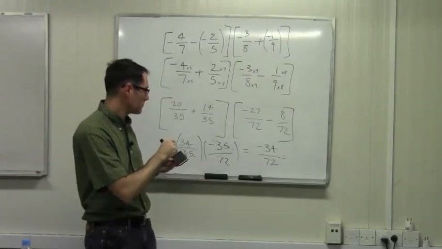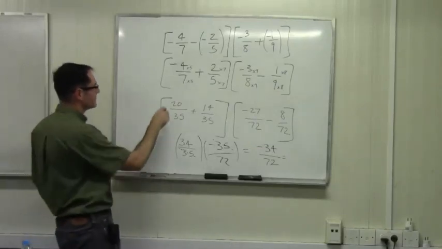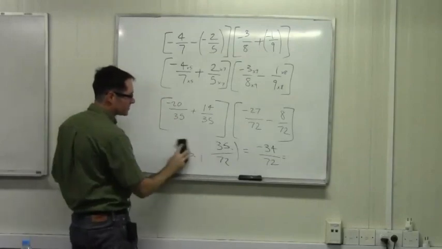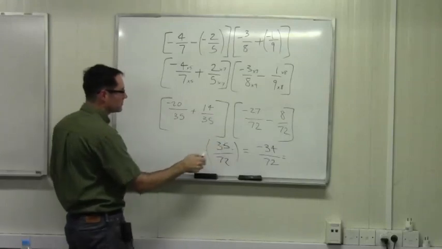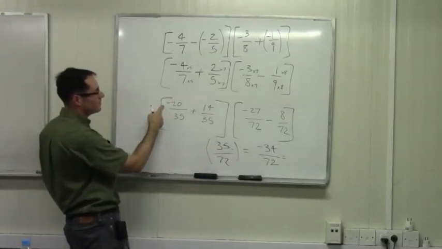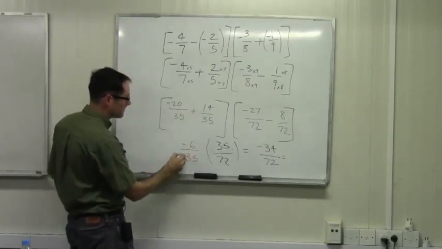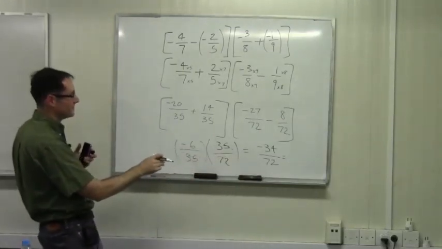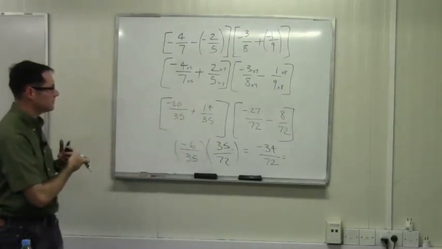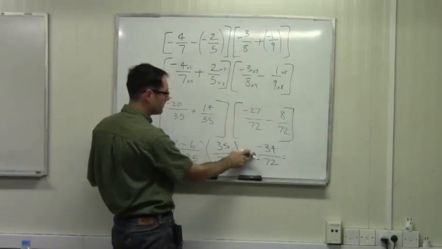Drop the negative on the over 7 when you turn it to 20 over 35. I did, thank you. So it's not going to, all my fancy stuff isn't going to work, is it? Oh, it still will. Let's see, negative 20 plus 14 is negative 6. And then, drop the negative on the 35 over 72. And the negative 27 minus 8, negative 35. It should be negative 35 over 72.